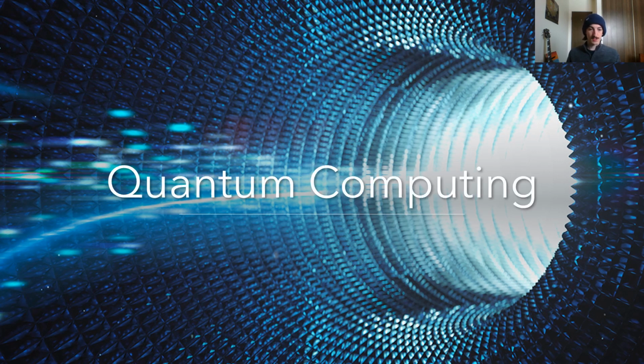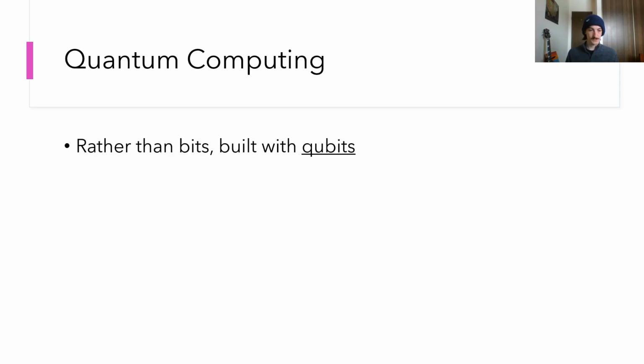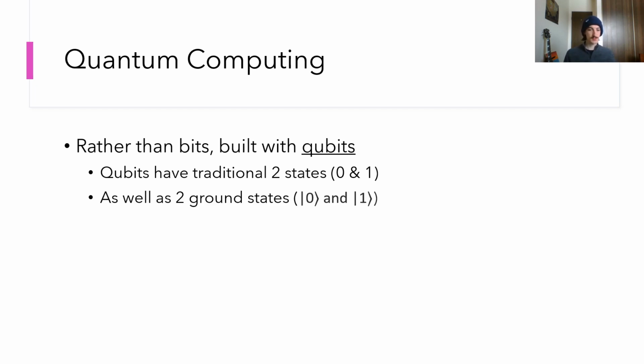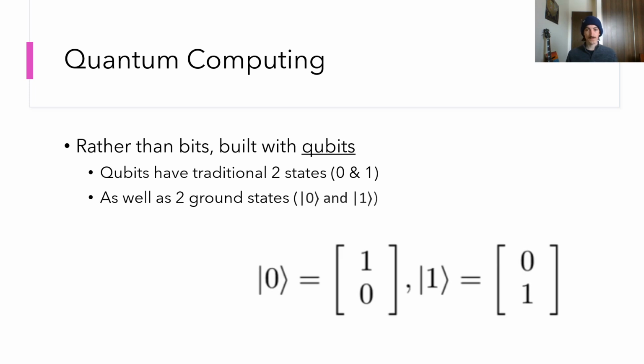And so comes in quantum computing. Rather than bits like on a standard computer, it deals with qubits. They have the traditional two states, like a normal bit of 0 and 1, but also two ground states, the ground 0 and ground 1. This image kind of shows that a little bit.